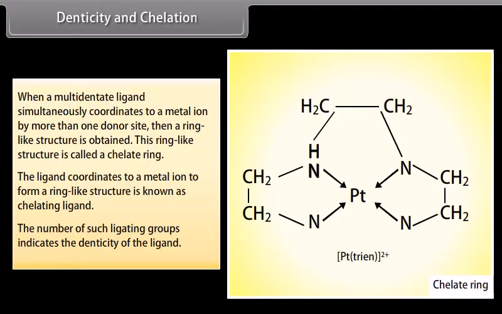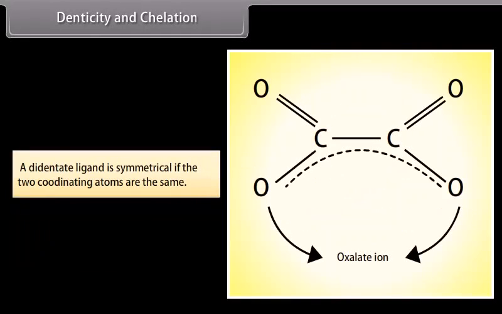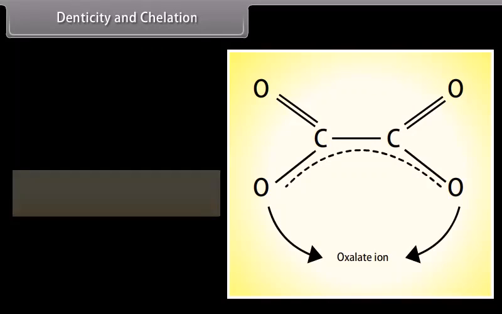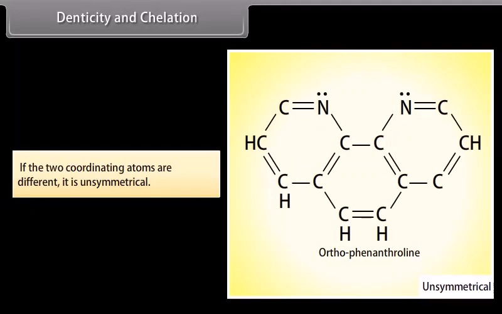The number of such ligating groups indicates the denticity of the ligand. A didentate ligand is symmetrical if the two coordinating atoms are the same. If the two coordinating atoms are different, it is unsymmetrical.